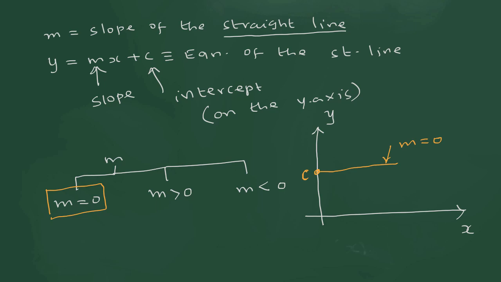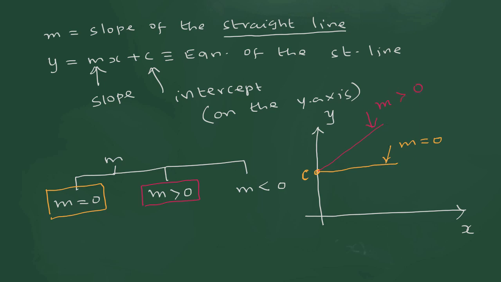we will come to m greater than 0. For m greater than 0, again you have to start from the c here and then you draw towards the up direction. If you draw like this, then this is a straight line with m greater than 0. We say that everything is a straight line, only the slope changes. This is called 0 slope and this is called a positive slope.